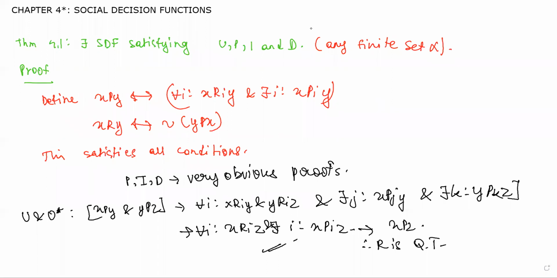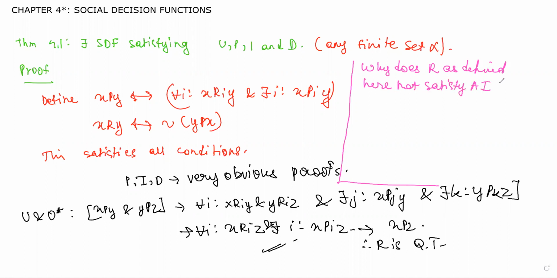What is important now is the question: we have proved that an SDF exists. Why does R, as defined here, not satisfy Arrow's impossibility theorem? Right? The answer is, it is not transitive. So this collective choice rule has not yielded a social welfare function. And the counterexample has been given in the books. I will not be including it here.